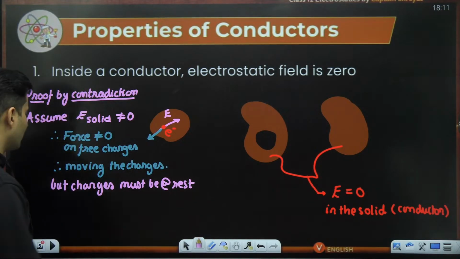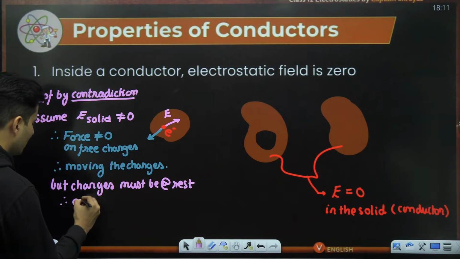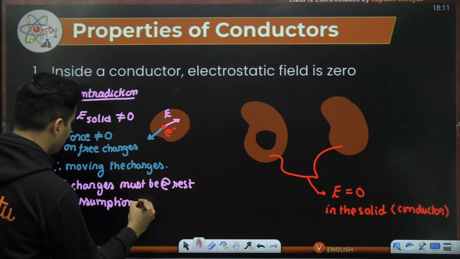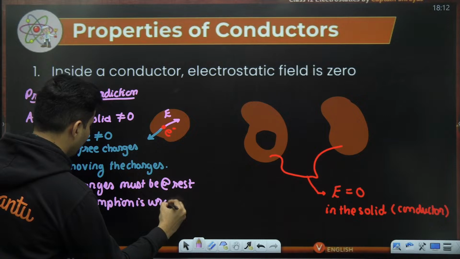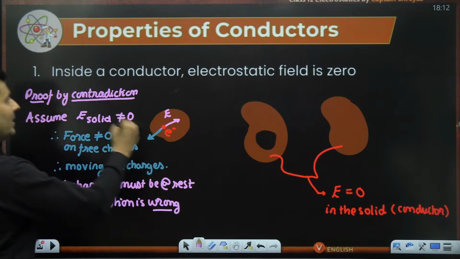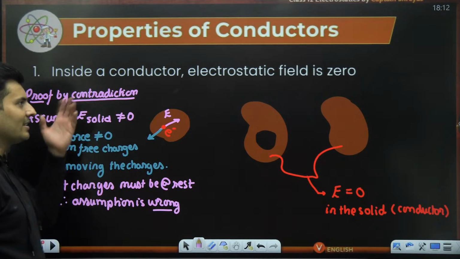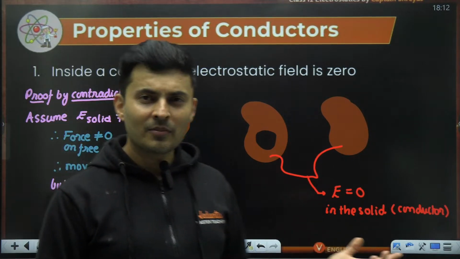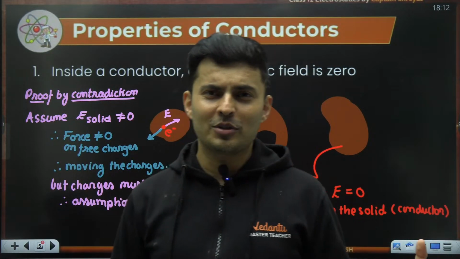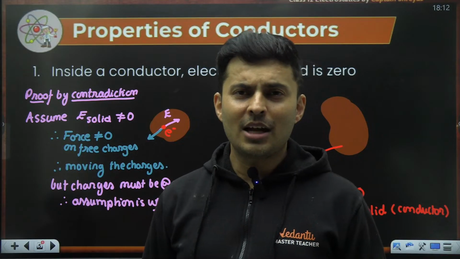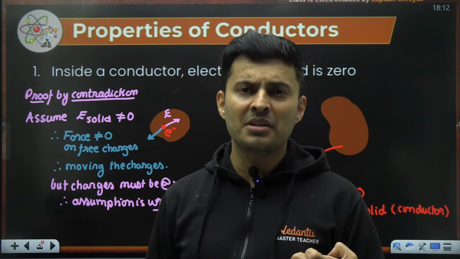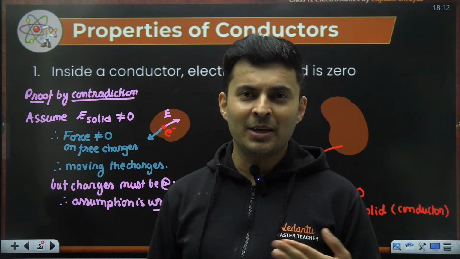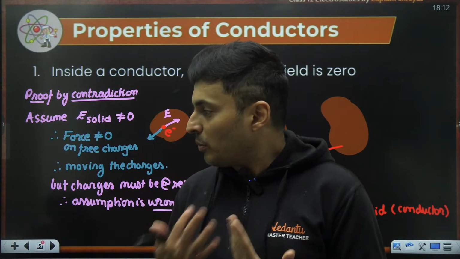So our assumption is wrong. And once our assumption is wrong, that means whatever is given over here is absolutely correct. Understood this proof by contradiction method? You can use it in daily life also. Your teacher says that you have stolen somebody's pencil or pen. You prove it otherwise.